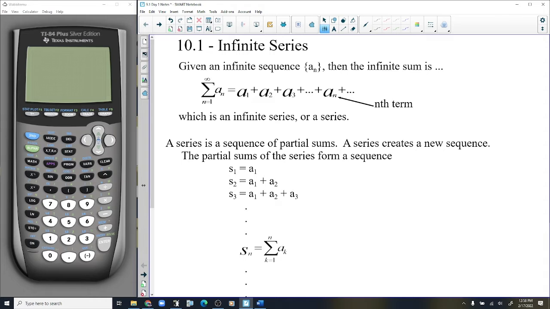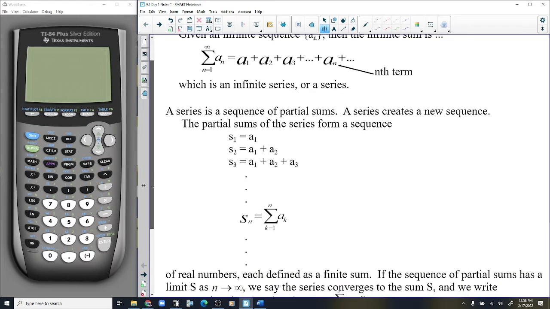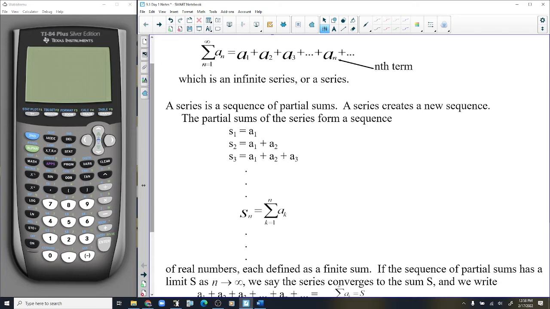It's actually 9-1. Given an infinite sequence, the infinite sum is the sum of all of the terms, which is an infinite series or a series. A little bit, you already knew that. A series is a sequence of partial sums. That's a little different way to think about it. A series creates a new sequence. The partial sums of the series form a sequence.